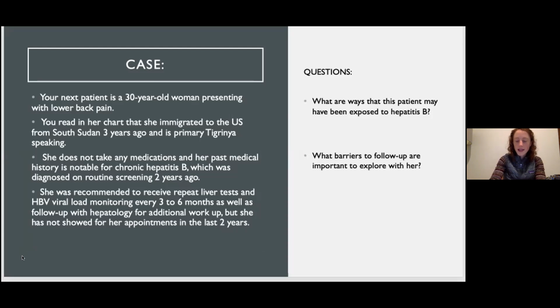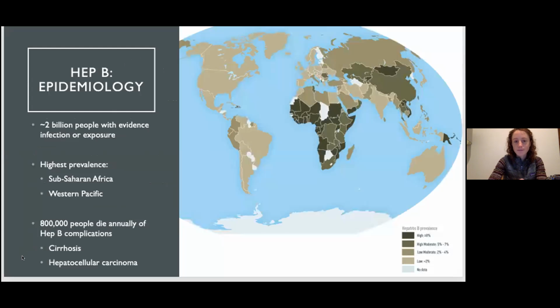Okay. Before we get into the answers to those questions, I want to review some hepatitis B epidemiology. It's estimated that 2 billion people in the world have evidence of Hep B infection or exposure. Considering that there are about 8 billion people in the world total, that's a quarter of the Earth's population exposed to this virus. The highest prevalence of chronic Hep B is in sub-Saharan Africa and Western Pacific countries. On this map, the darkish green brown represents the highest prevalence, greater than 8%, and the next lighter green is high moderate prevalence at 5 to 7%. Over 800,000 people die annually of hepatitis B complications, often cirrhosis or hepatocellular carcinoma. It is the number one underlying condition that leads to liver cancer in the world.